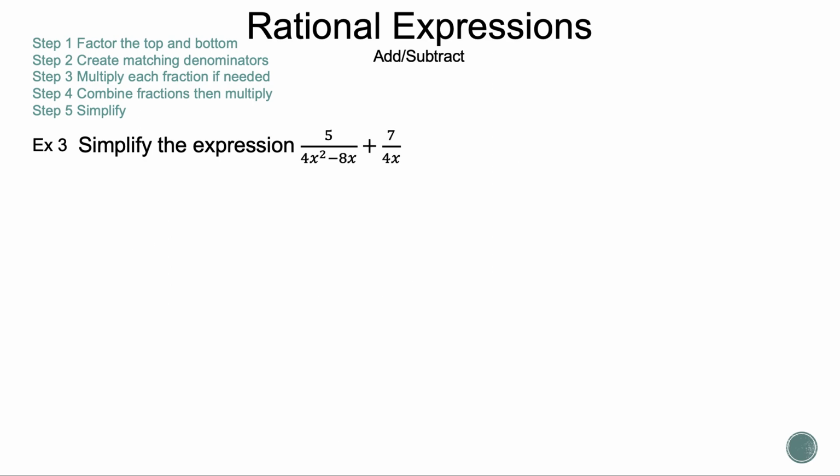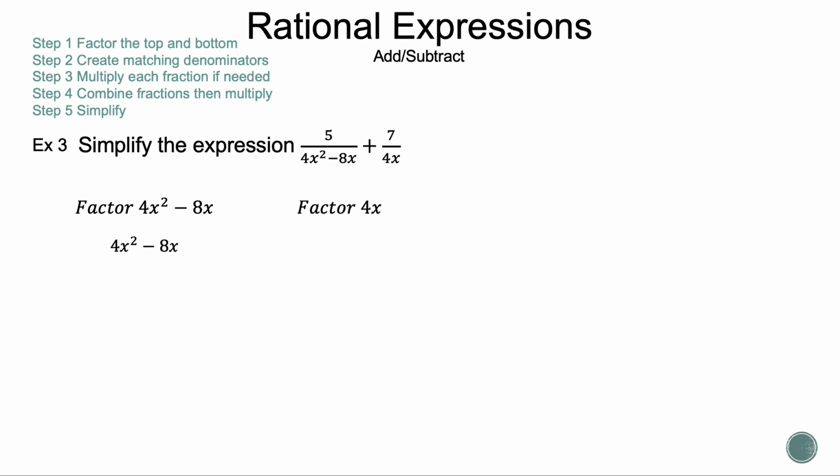Now, let's read the question. Simplify the expression 5 over 4x squared minus 8x plus 7 over 4x. First, let's find the factors of the numerators and the denominators. For the numerators, we have 5 and 7. Both 5 and 7 are prime, so we don't need to factor them. Now, let's take a look at the denominators by factoring 4x squared minus 8x and 4x.